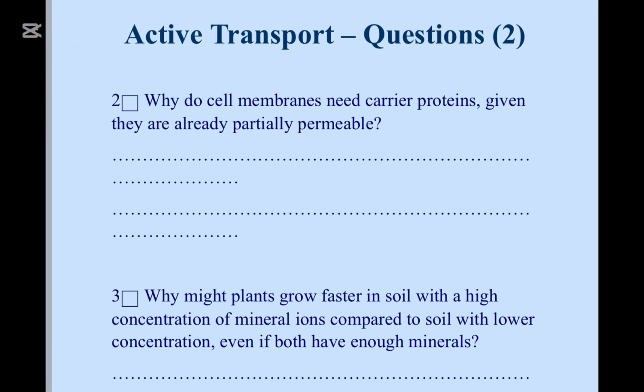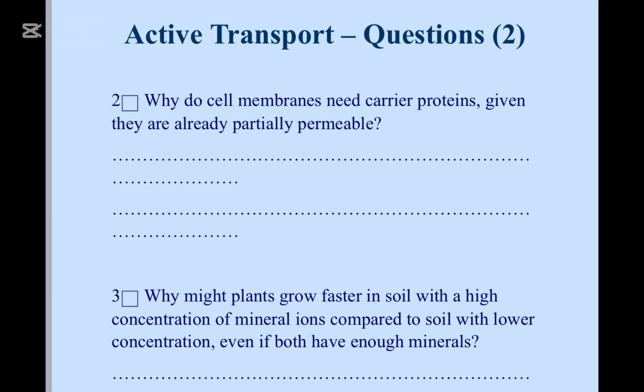That is why they majorly need what? A carrier protein. Now, the next question, which is number 3, says: why might plants grow faster in soils with a high concentration of mineral ions compared to a soil with lower concentration, even if both have enough minerals? That is a very, very good question. Now, the reason is very simple.